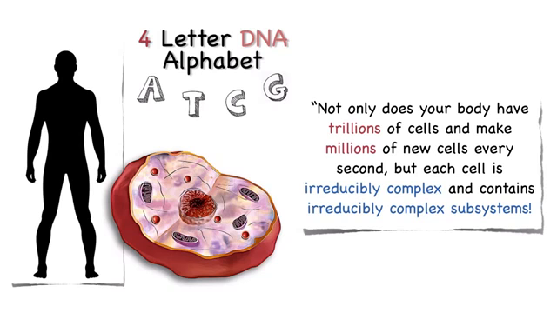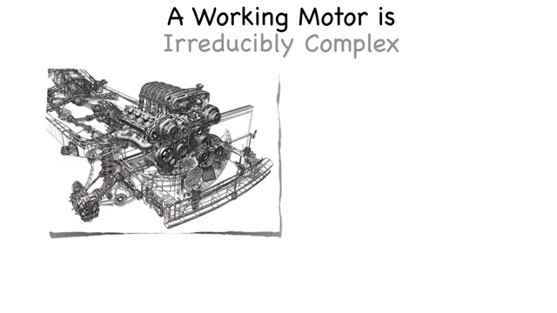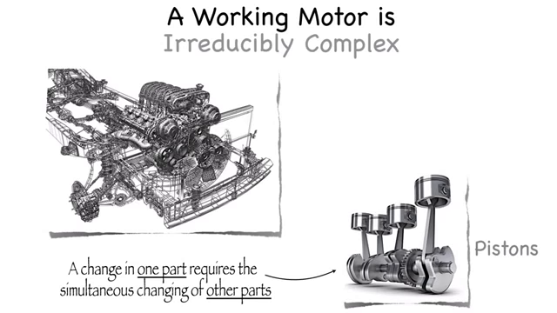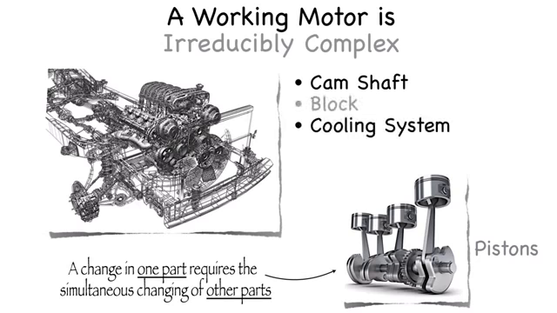Now we're going to take a look at an example of something that is irreducibly complex. A car engine is a good example. For an engine to work, as Norman Geisler and Frank Turek point out in the book, all the parts have to be in just the right places, in the right sizes, and in operating order at the same time. A change in one part of an engine requires the simultaneous changing of other parts. If we change just one thing, the pistons for example, the engine will not work. Not until there are changes made to the camshaft, block, cooling system, engine compartment, and other parts.